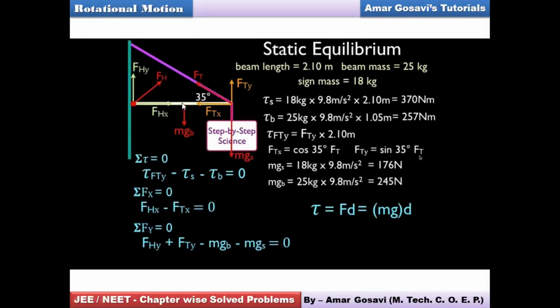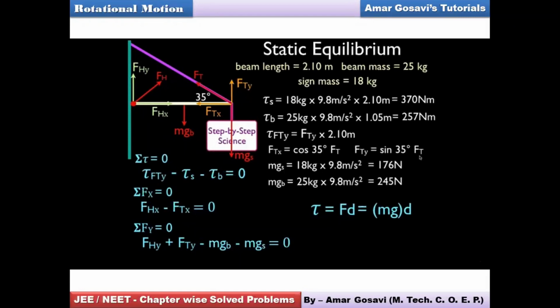The weight of the beam will be acting vertically downwards, so Mgb, B stands for beam. The length of the beam, they say, is 2.1 meter. The mass of the beam is 25 kg, and the sign mass, the sign board being applied, is 18 kg. So here you can see the torque because of the sign will be 18 into 9.8 into 2.0, at this point.